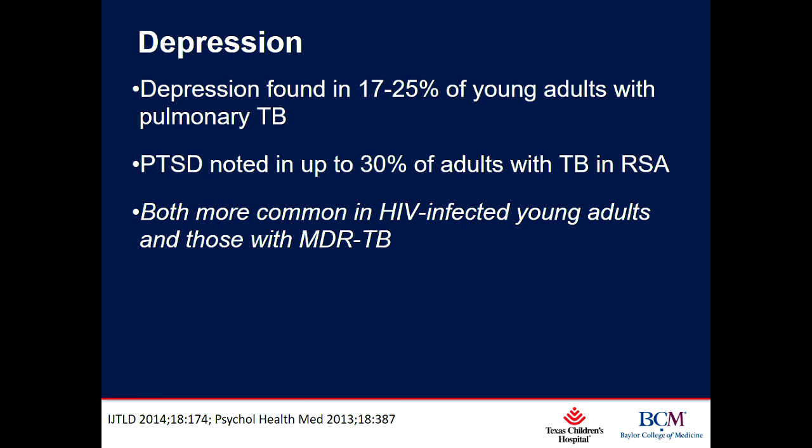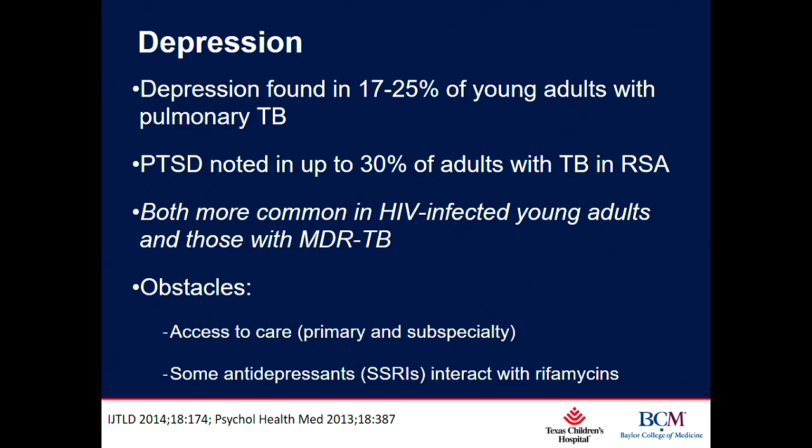From a mental health standpoint, these are studies that have been done outside the United States, but they found that depression was found in up to a quarter of young adults who had pulmonary TB, and PTSD was noted in up to 30% of young adults who had TB in South Africa. And both of these diagnoses were more common in patients who were co-infected. You will note that there is no adolescent-specific data on mental health as it relates to tuberculosis. So how does this have ramifications?